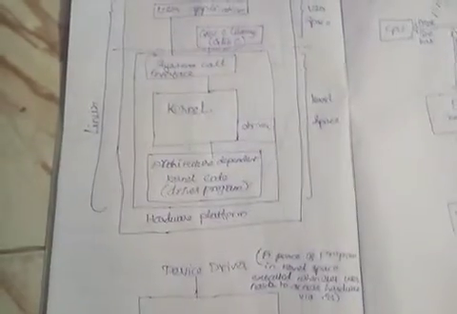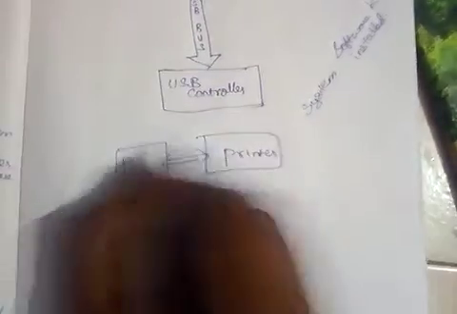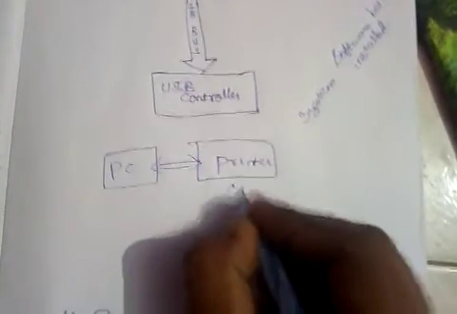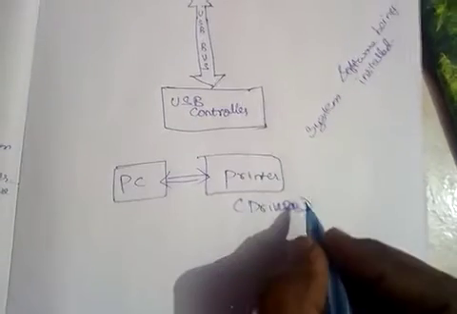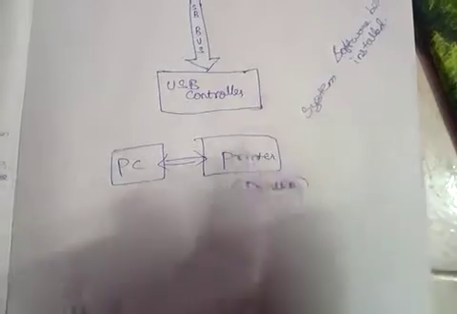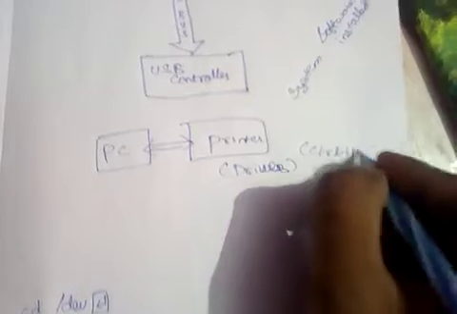Let's have an idea. If I am connecting a printer with a PC, I have connected a printer with the PC and installed the drivers. If I have a PDF and I want to print it, I just give the shortcut Control plus P. It goes for printing.